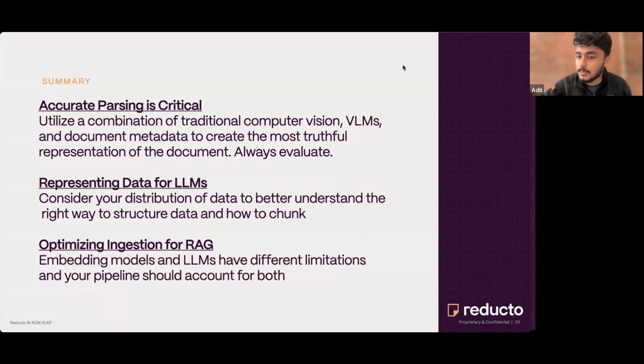And the last thing is, in terms of optimizing the ingestion for RAG, just be mindful of the fact that embedding models and language models have different limitations. I know that especially with things like agentic RAG, this will become less of an issue over time. But in today's paradigm, I think it's worth thinking through.